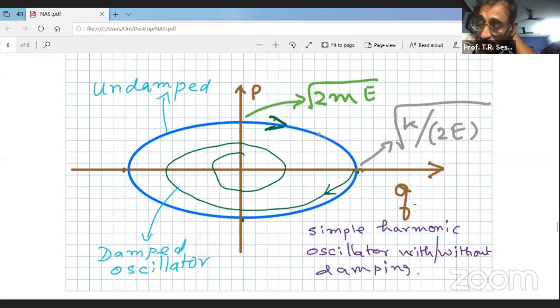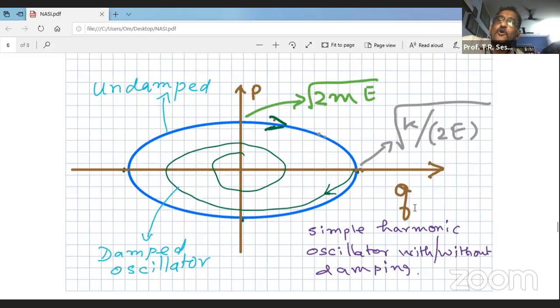Now, what is happening when the oscillator is damped? When the oscillator is damped, the magnitude of the momentum starts decreasing because of viscosity or whatever. So for any position, the magnitude of the momentum is less than what it would have been when it is undamped. Starting from the extreme position, which is a green arrow, it will start spiraling inside. When it has reached the equilibrium position, that is q equal to 0, the modulus of momentum is slightly less than before.